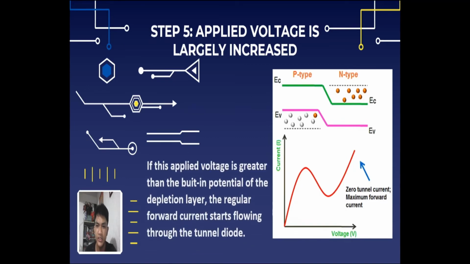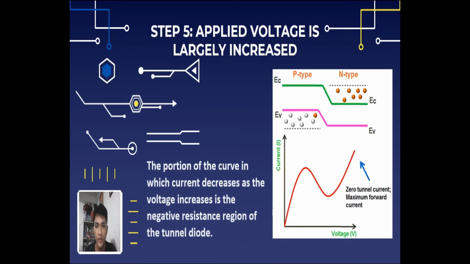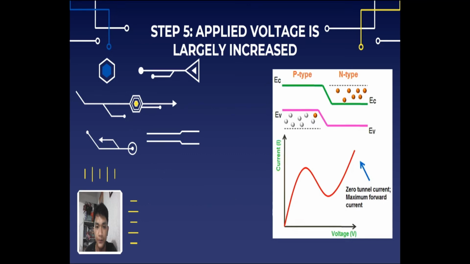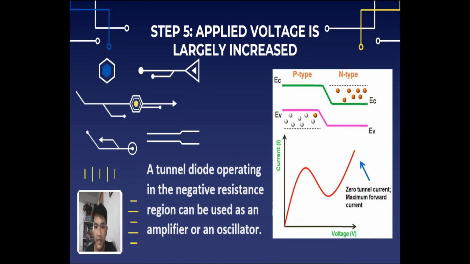If the applied voltage is greater than the built-in potential of the depletion layer, the regular forward current starts flowing through the tunnel diode. The portion of the curve in which the current decreases as the voltage increases is the negative resistance region of the tunnel diode. And the negative resistance region is the most important and widely used characteristic of the tunnel diode. A tunnel diode operating in the negative resistance region can be used as an amplifier or an oscillator.